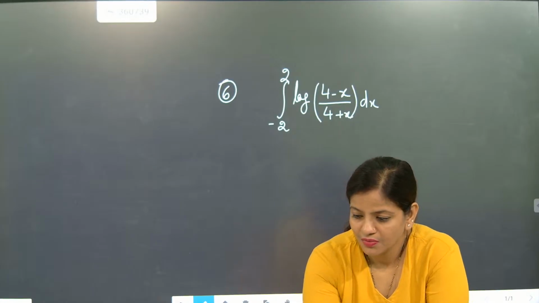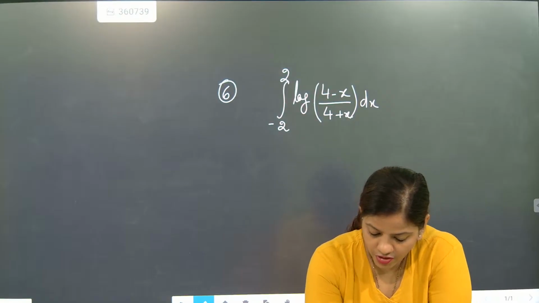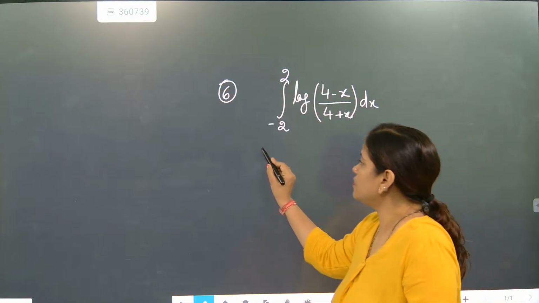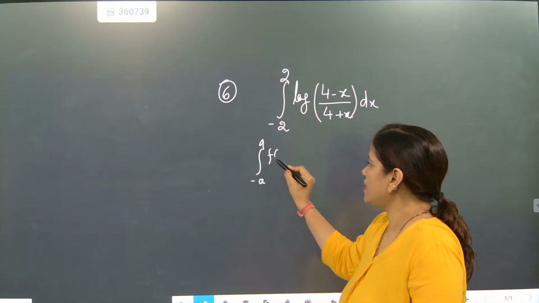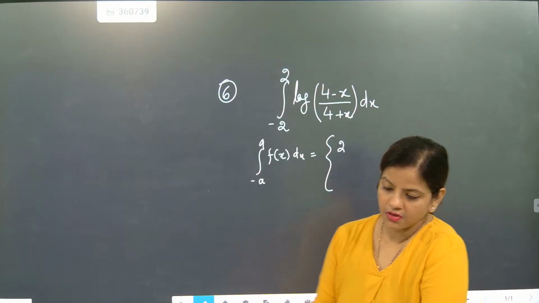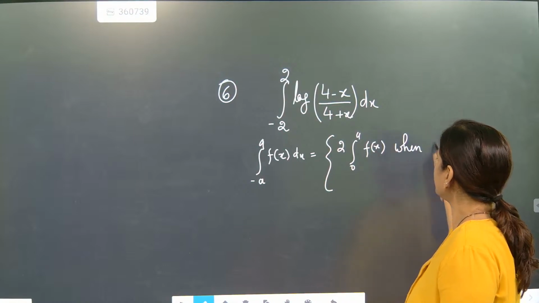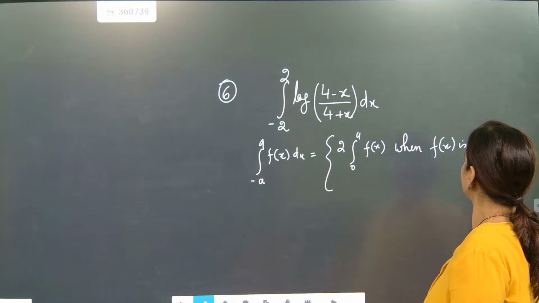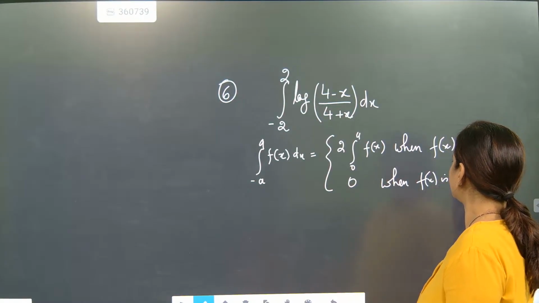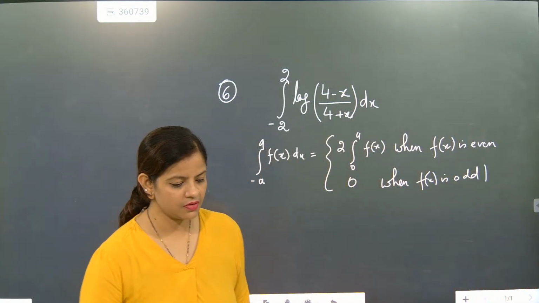Try this question, because if a question like this comes, a serious problem will come. Here one very important thing, beta, is odd function and even function. We know the formula: the integral from minus a to a of f of x dx becomes 2 times the integral from 0 to a of f of x when f of x is even, and it becomes 0 when f of x is odd. This is the most important thing. Now you need to prove whether it is odd or even. Come on, go for it.